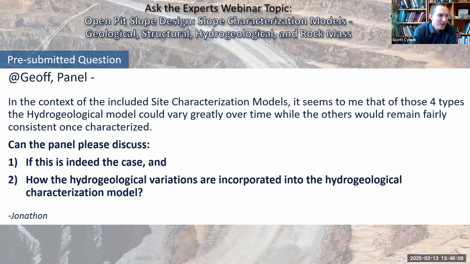So I would say that even though the hydro model may be a little more dynamic than the others, we are interested in updating, recharacterizing, and improving all of the models throughout the whole mine life.